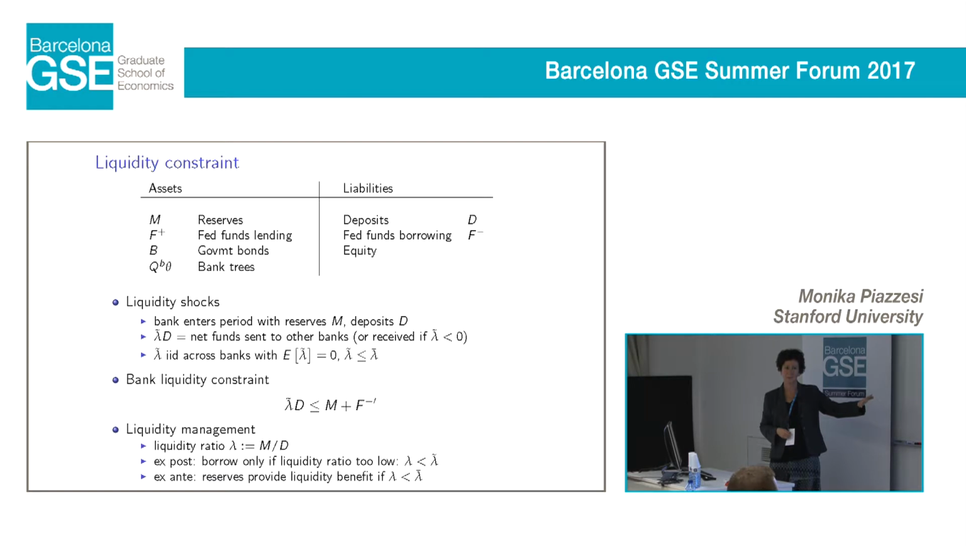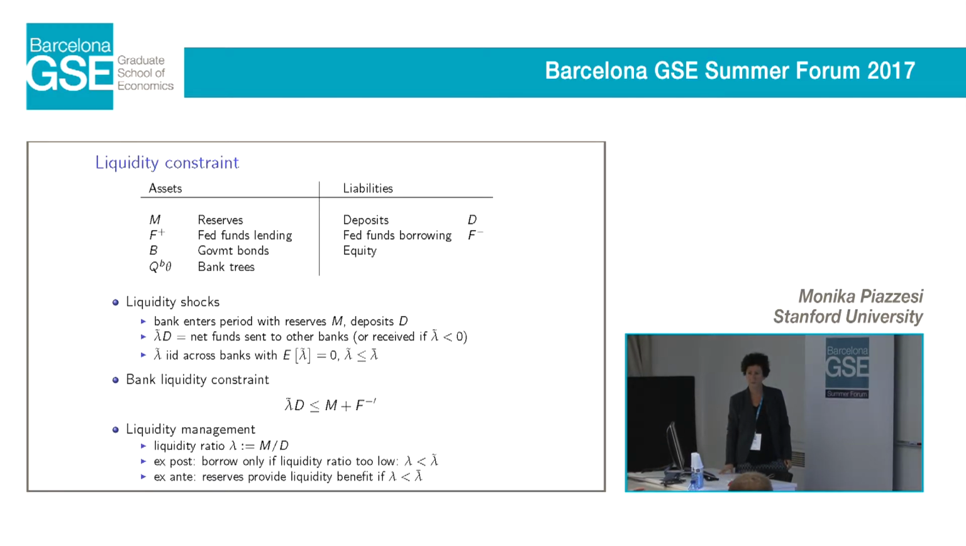Any questions about this? So here the trade-off is between holding liquidity ex ante, which is costly, or borrowing ex post when the contingency arises. That's how banks decide about their liquidity management.